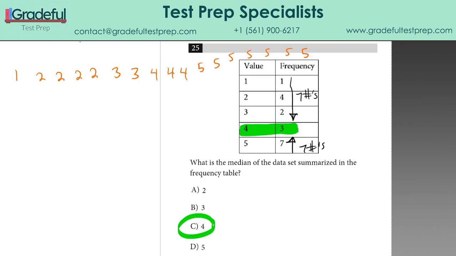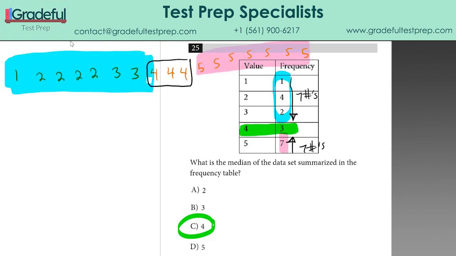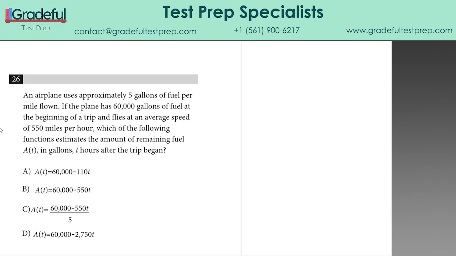It's the 4. Now, in order to get a better image of what we just did, when we counted these 7 numbers, we counted the 1s, the 2s, and the 3s, so it was these numbers. Then, when we counted these 7 numbers, those are just the 5s. Those were these numbers here. So we had an equal number of numbers on the left as we did on the right, and these 3 4s right here are in the middle, and they are the median. The true median is this number 4, but since they're all 4s, it really doesn't matter, and the answer for 25 is C.